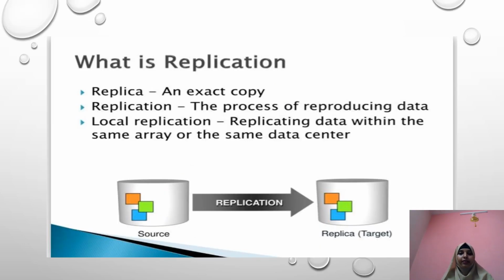What is replication? Replica is an exact copy. Replication is the process of reproducing data. Local replication is replicating data within the same array or the same data center. So here we have a host followed by a replication and then a replica, that is the target, the exact copy.